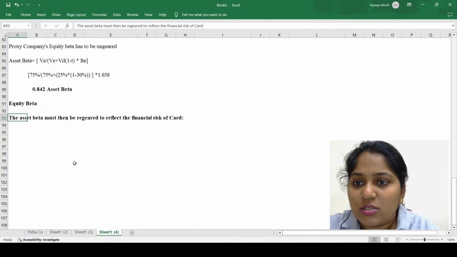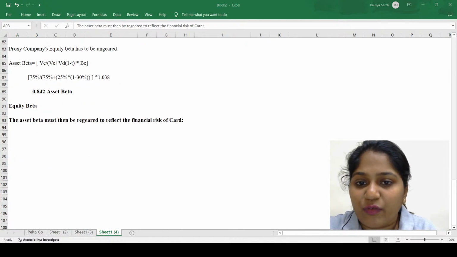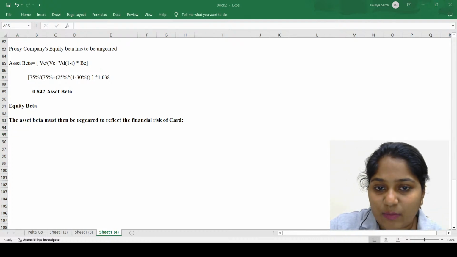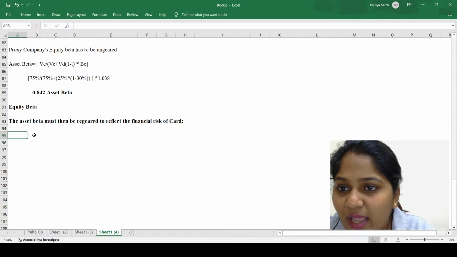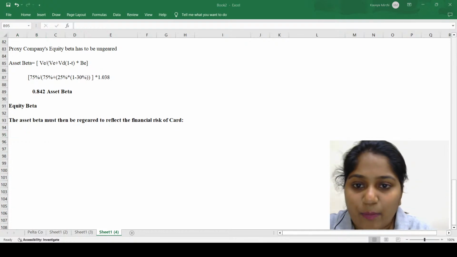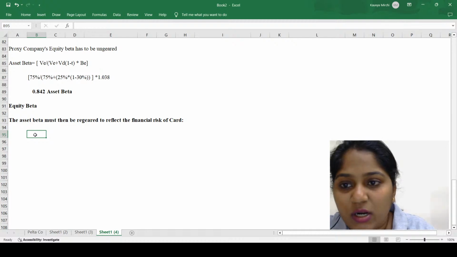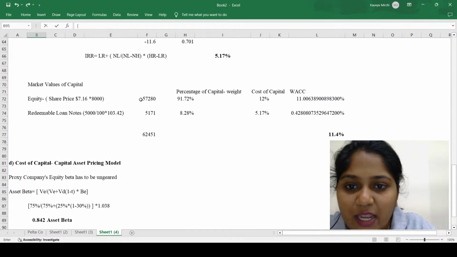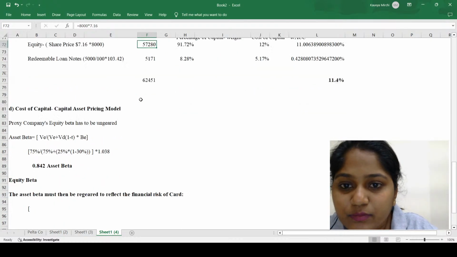This is important. So how do we do this? We have to find out using the same formula you put out here. I already have calculated this, isn't it, people? Yeah. So take this value. I know the equity beta would have to be re-geared. First, I will go ahead and find out the, open the bracket. What is the value here? The value is 57,280.